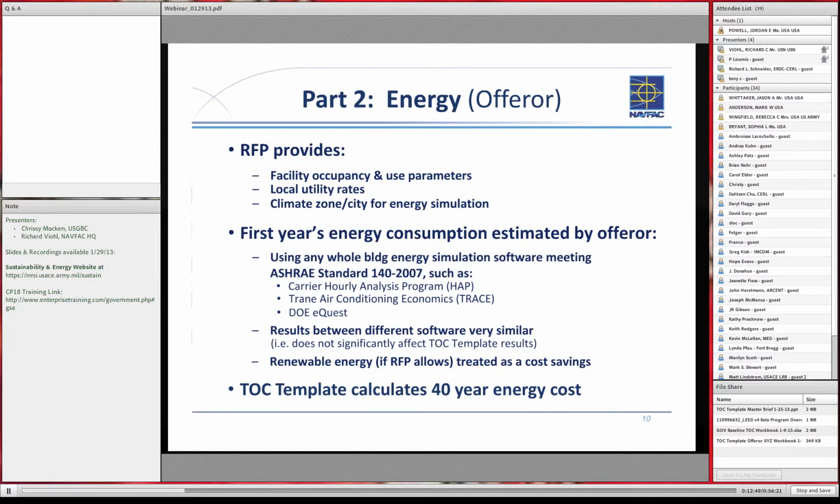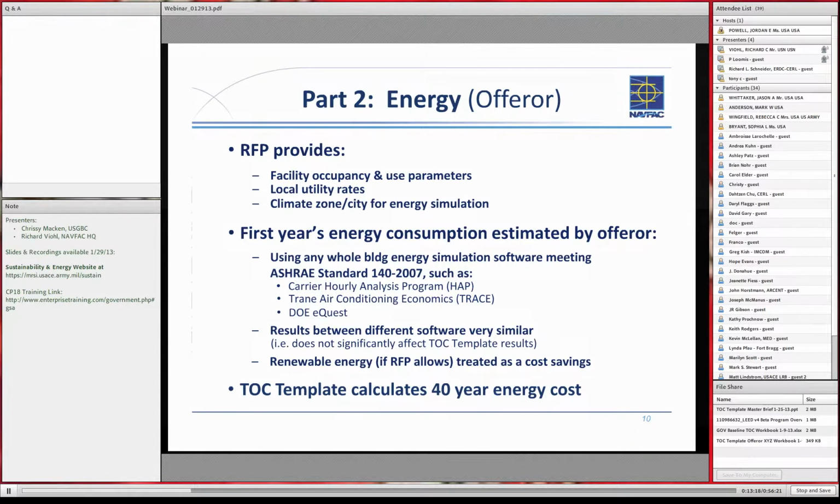And the other thing that's important is when they do this whole building energy simulation, they would be putting in the first year's energy cost for the various different systems that we're looking for in the template, first year only. The template will then take that first year and multiply it and adjust it over the next 40 years with all the discount factors, etc. So it's just the first year's energy consumption that we're looking for in the template from the offerors.